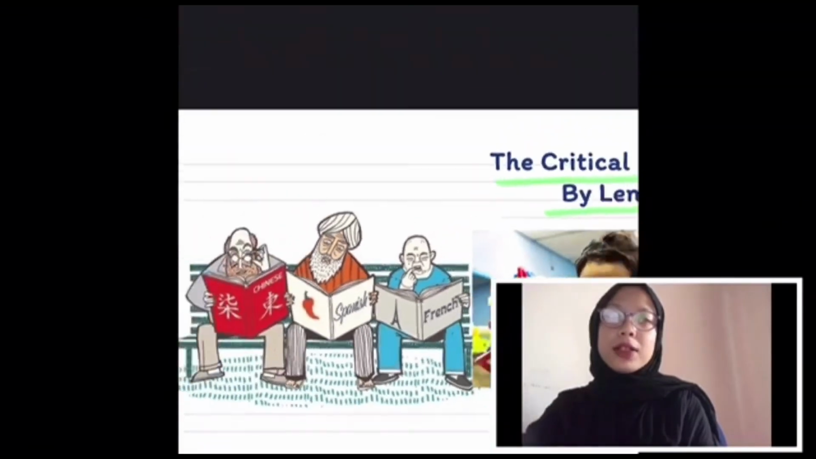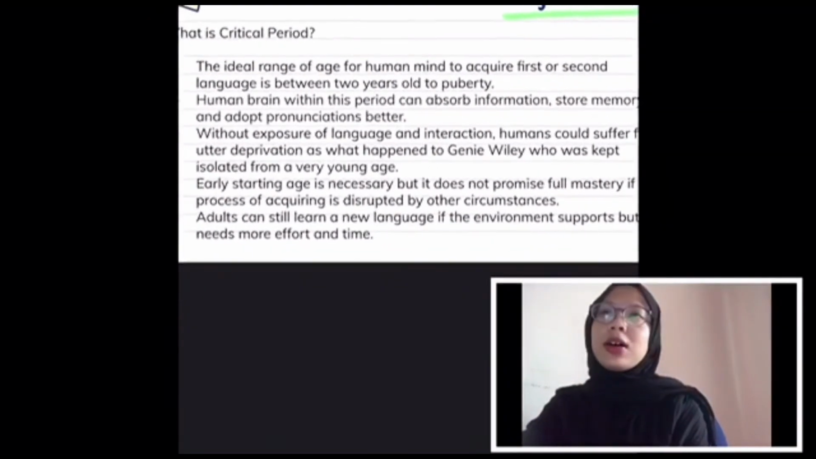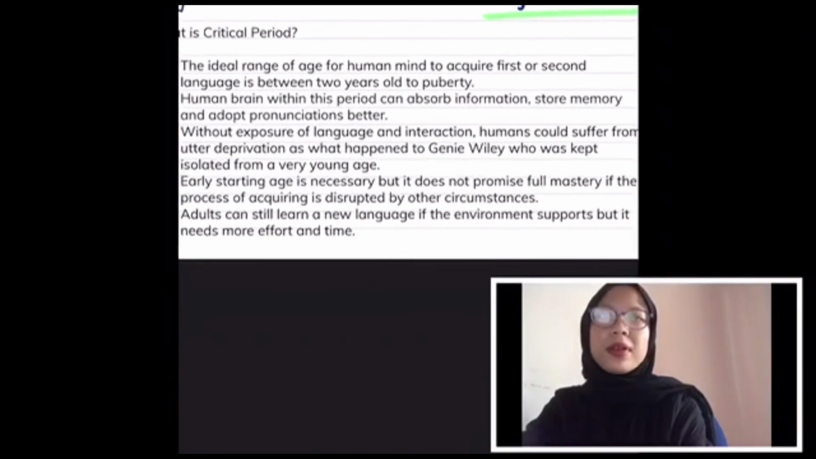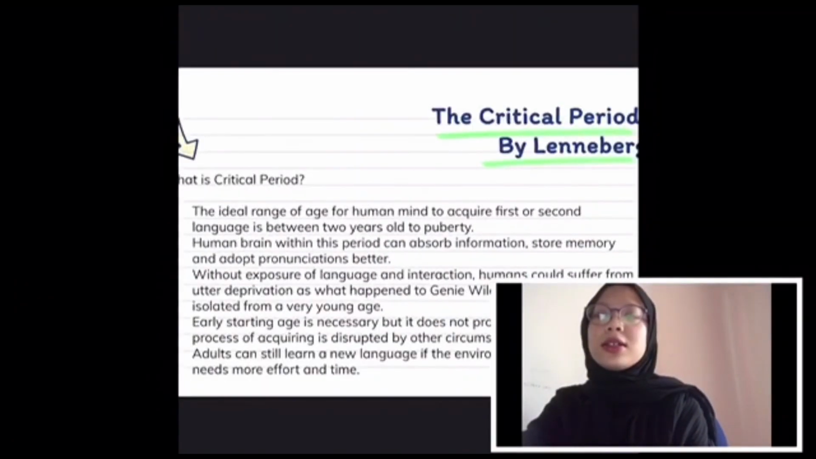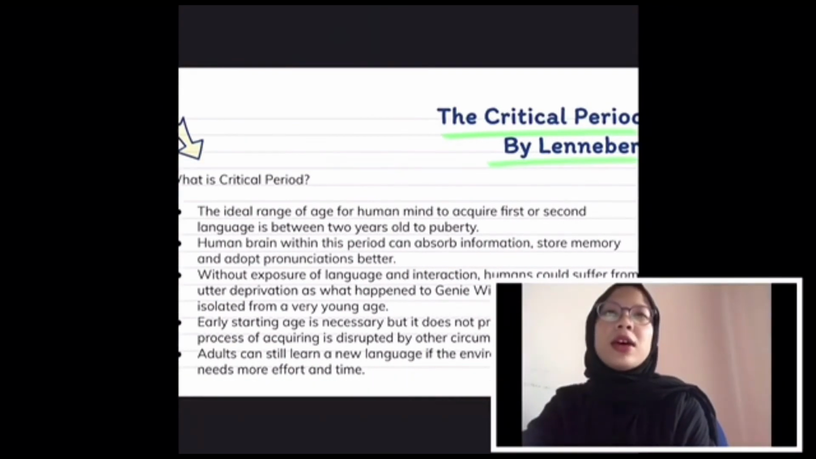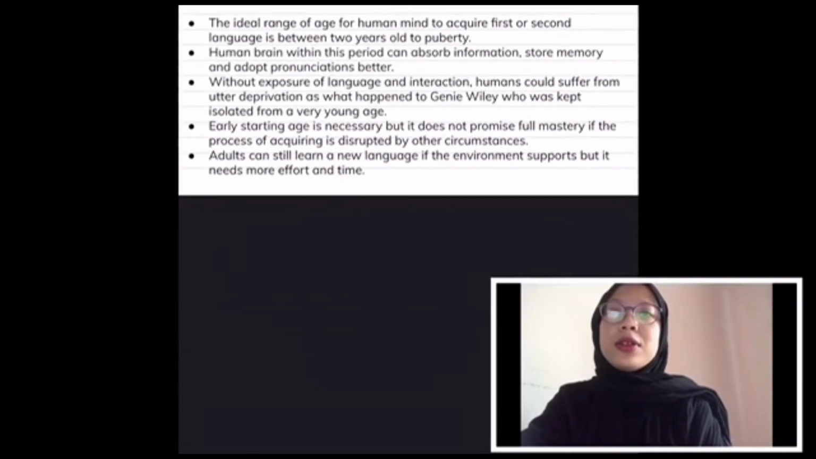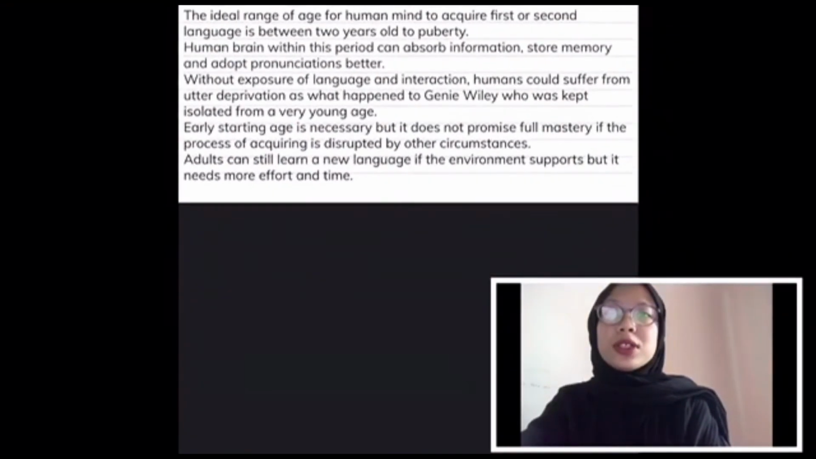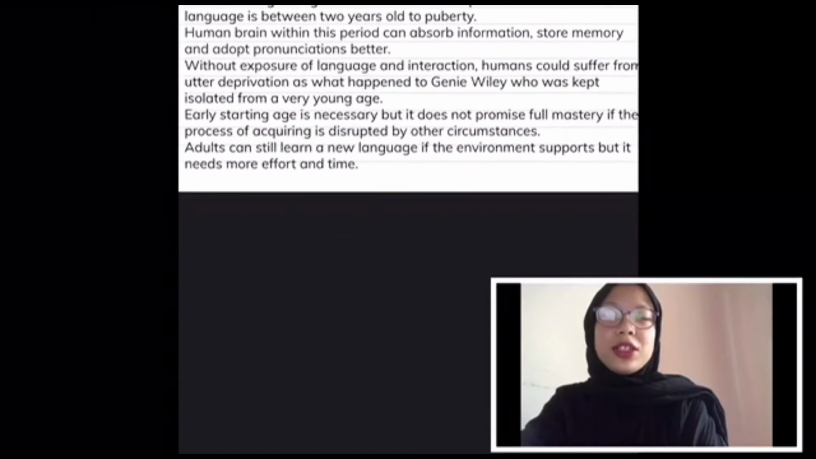So without much exposure or interaction between humans, one can suffer from utter deprivation of communication skills. That's what happened to Genie Wiley, who was kept isolated from a very young age. I think when she was 20 months young. So early starting age is necessary to learn language, but it does not promise full mastery if the process of acquiring is disrupted by other circumstances, for instance the Genie Wiley case.